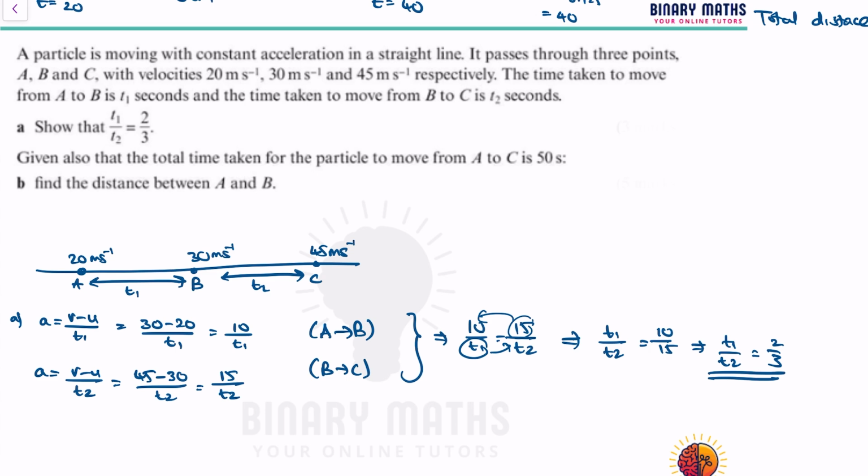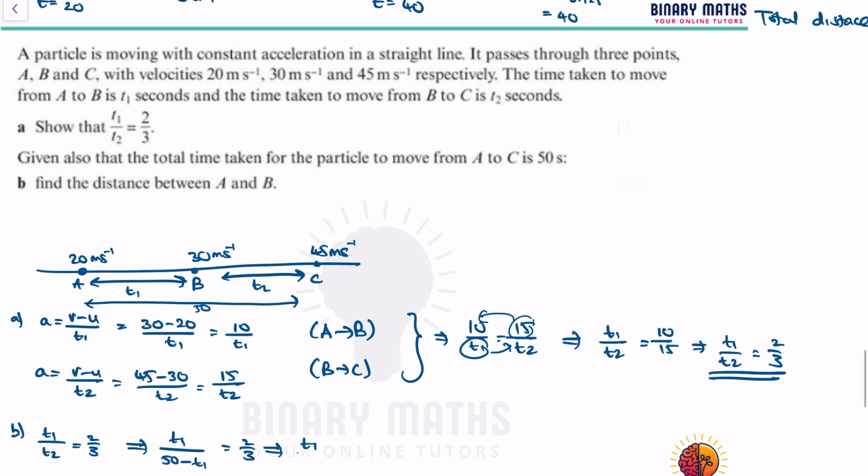Which is what we wanted. Given also that the total time taken for the particle to move from A to C is 50 seconds, so the whole thing is 50, find the distance between A and B. So we know T1 over T2 is equal to 2/3. But because it all adds up to 50, T2 must be equal to 50 minus T1. So I can replace T2 with 50 minus T1.